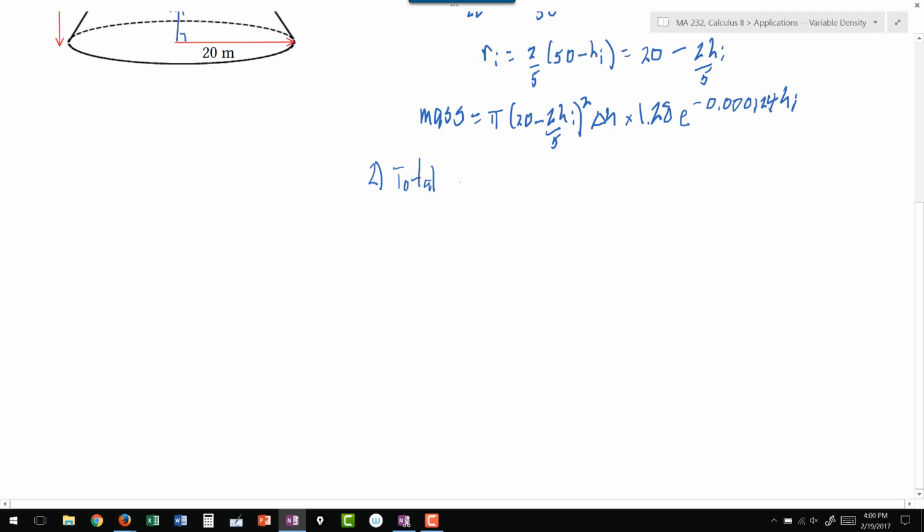Once we have the mass of a slice, we can approximate the total mass of air in the figure by adding up the mass of all of the slices. So we would have the sum from 1 to n, and now we would just repeat what the mass of an individual slice is.